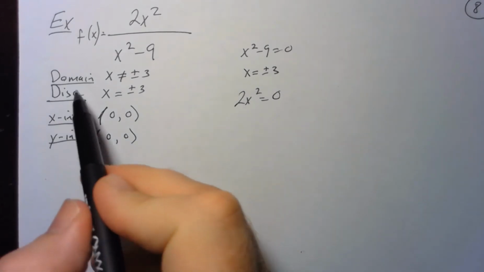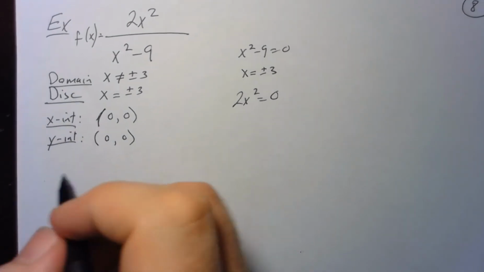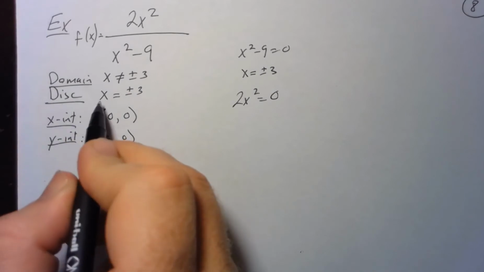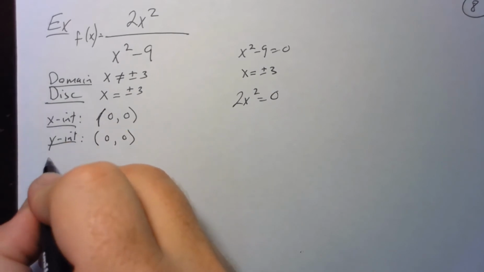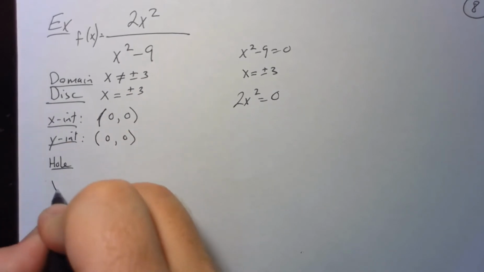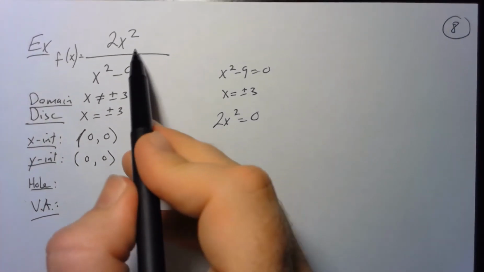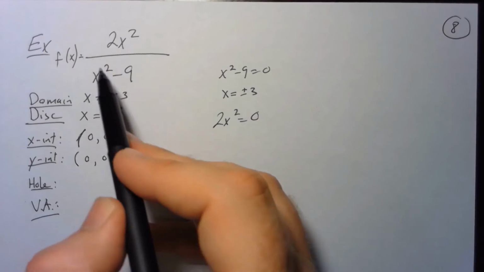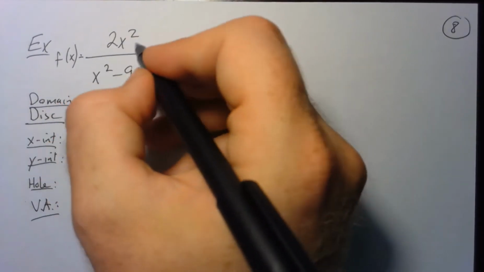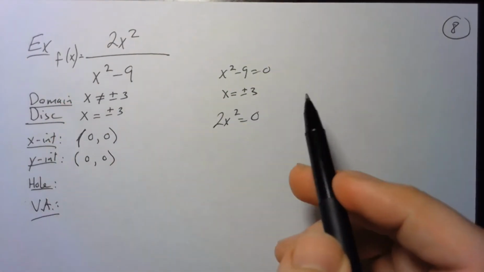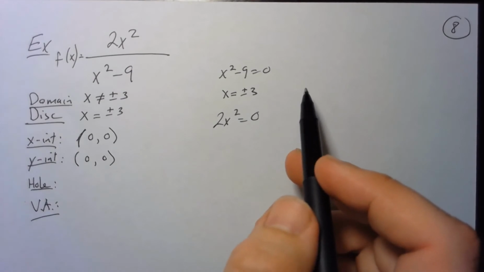Now, after we've identified my domain, my discontinuities, my x and y-intercepts, I'm going to have to identify what type of discontinuities they happen to be, between a hole or a vertical asymptote. So for this particular case, we're going to go ahead and factor this rational function. The top doesn't factor at all, and the bottom, x squared minus 9, factors into x minus 3 and x plus 3.